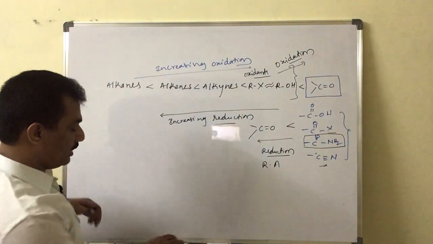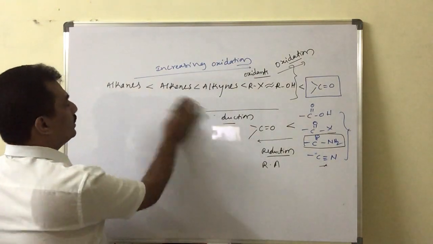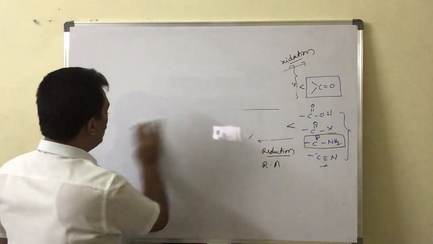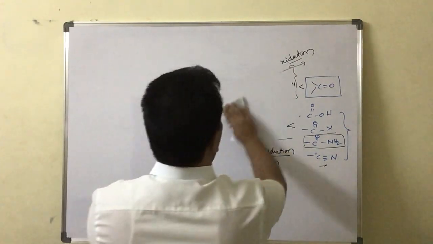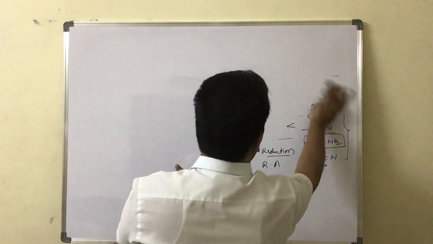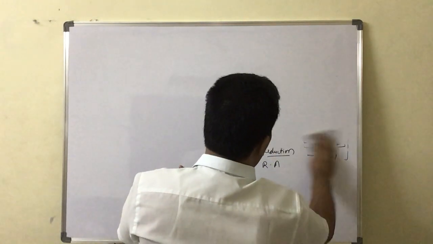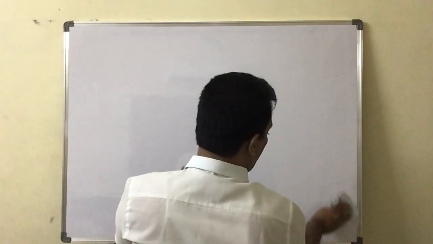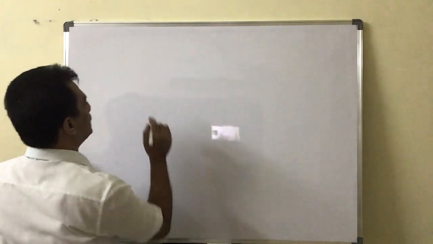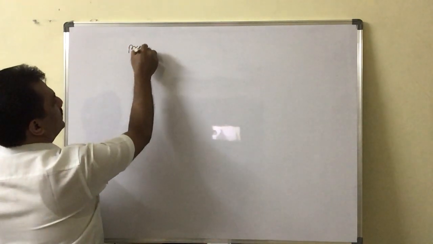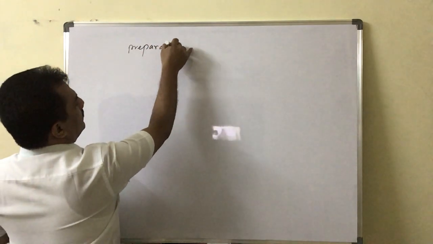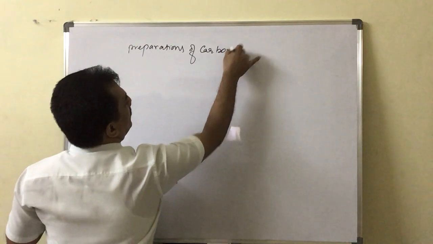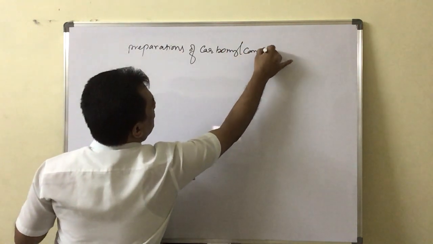And now let us go for the substrates that are used for the preparation of carbonyl compounds. Here carbonyl compounds include both ketones and aldehydes, both aldehydes and ketones, just remember. So for that purpose, what are the different substrates that are used to prepare these carbonyl compounds? Let me list that out. Preparation of carbonyl compounds.